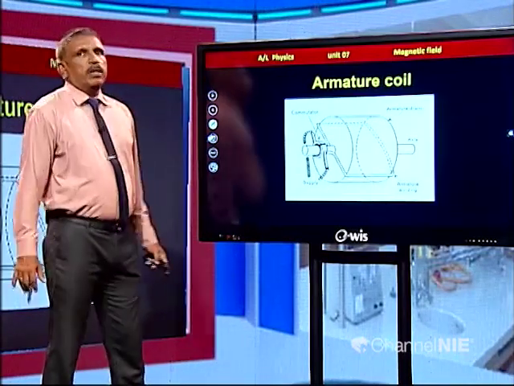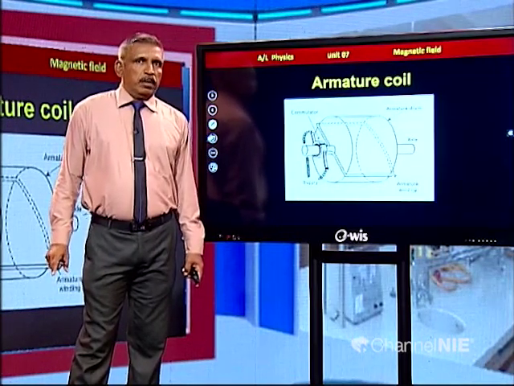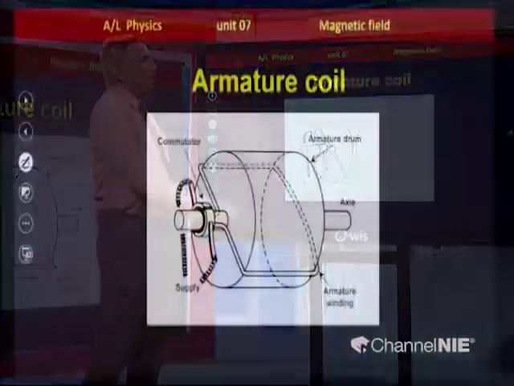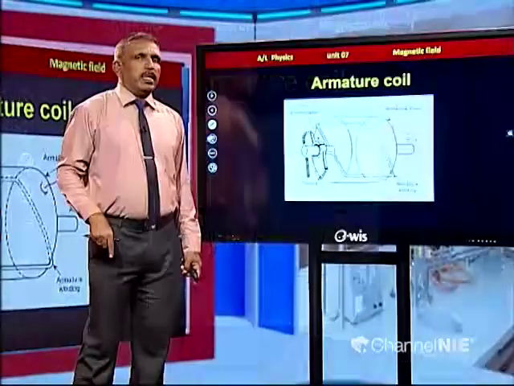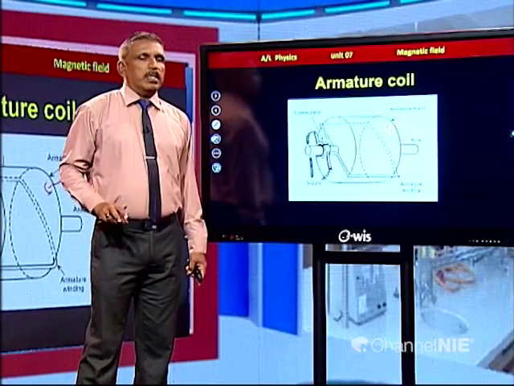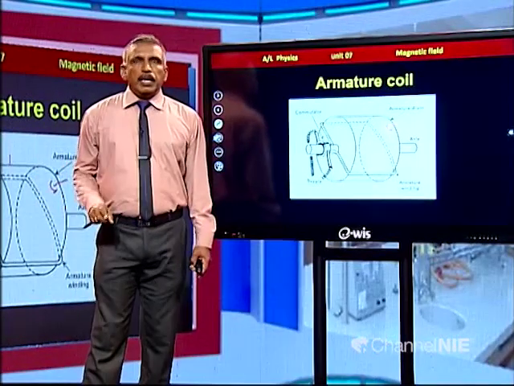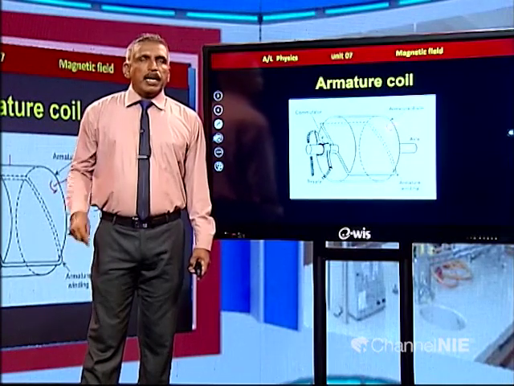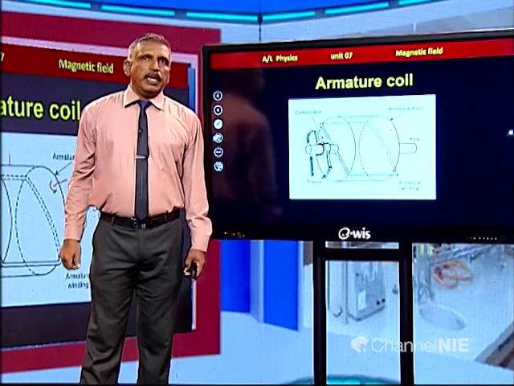I already told you that the coil is known as the armature coil. That means there is an armature drum, and there is a coil wound on this armature. This is a normal process in the motor. You will also study the armature on electromagnetic induction. There are eddy currents in the armature, which cause a lot of problems, but we will study that in electromagnetic induction.